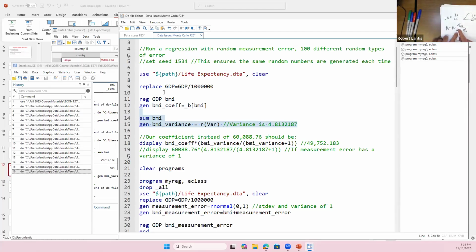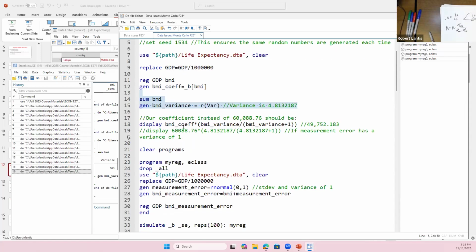Okay, so I just kind of saved this value and I saved this value. I know what those are. The thought experiment I'm now going to do in Stata is go through and say, okay, if I run this regression with measurement error in my BMI that has a variance equal to 1, then what should that coefficient I see be?